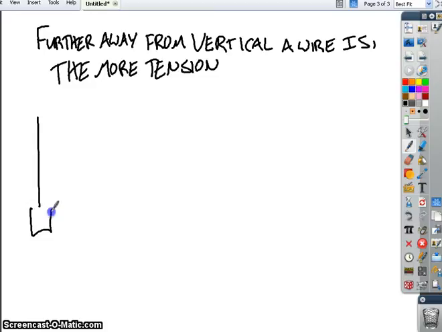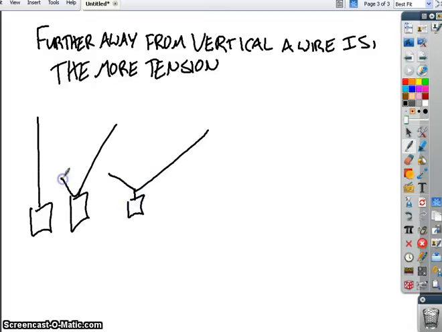We have 3 wires holding a weight of some kind. We'll say this wire, this, and this one's like this. This wire has the least tension, this one has a little bit more, this one has the most, because they are further away from vertical. So let's look at why. Let's go back.